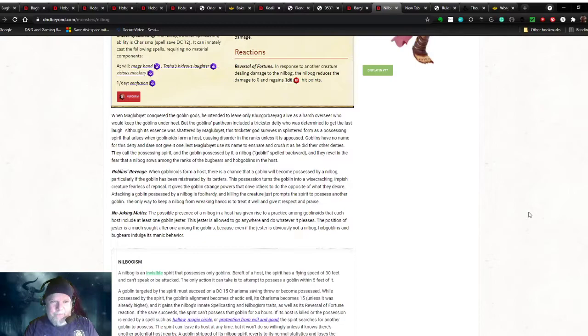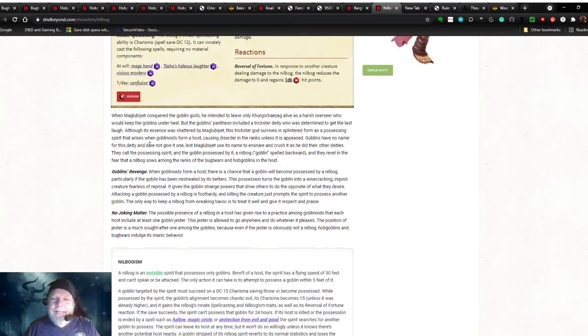Maglubiet conquered the goblin gods. He intended to leave only Kurgorbieg as a harsh overseer who keeps the goblins under heel. But the pantheon included a trickster deity who was determined to get the last laugh. This trickster deity's essence was shattered by Maglubiet, but the god survives in splintered form as a possessing spirit that arises when goblinoids form a host, causing disorder in the ranks unless it is appeased.